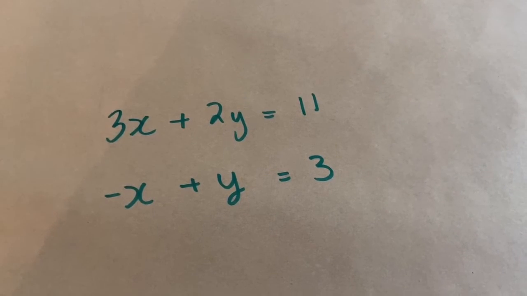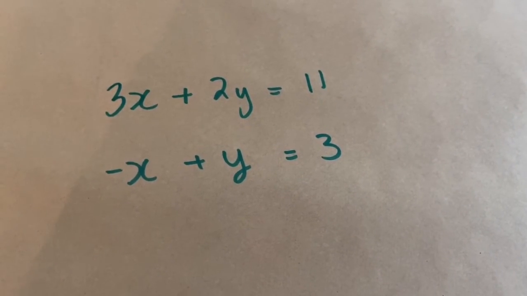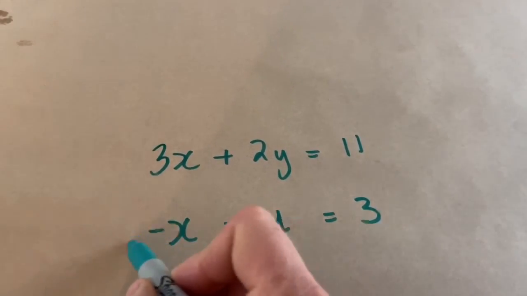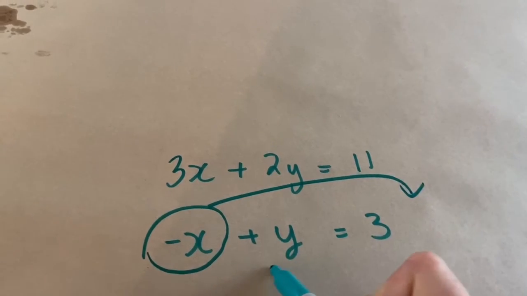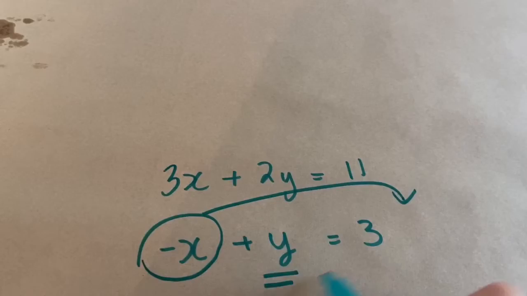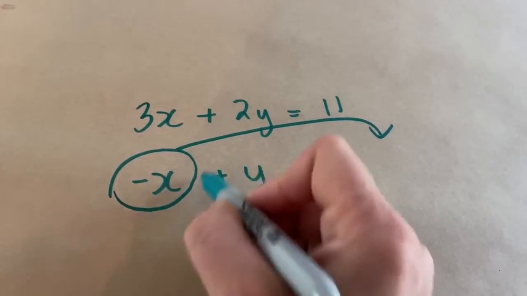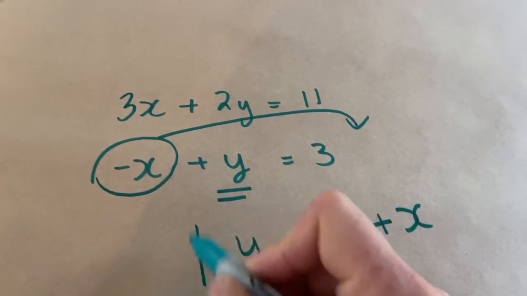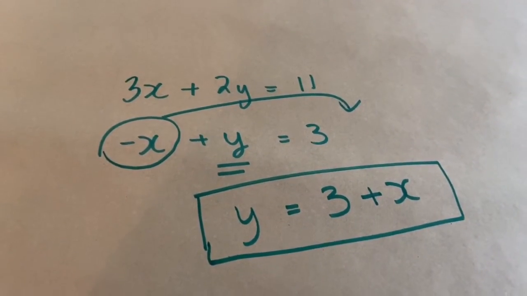Okay, so here are my equations, and I want to find which one I can change to either x equals or y equals. And when I look at these equations, I can see that if I took this minus x to the other side, I would just have y equals on the left side of the equation. So let's do that. So I would have y equals 3, and this minus x on the other side would become plus x.